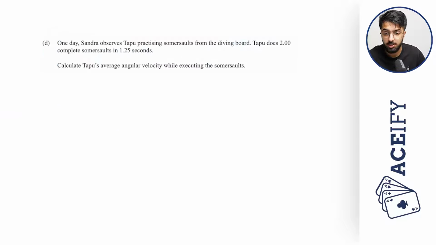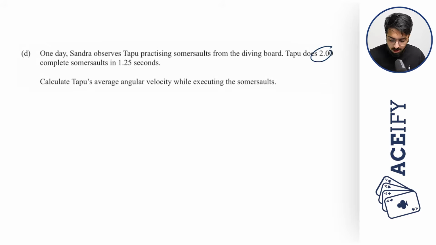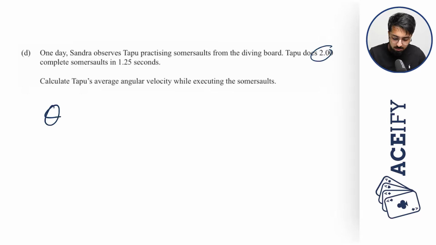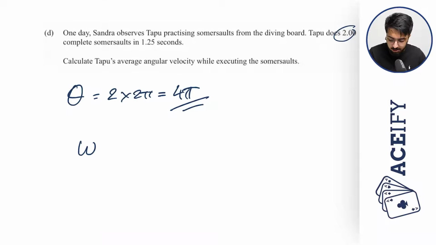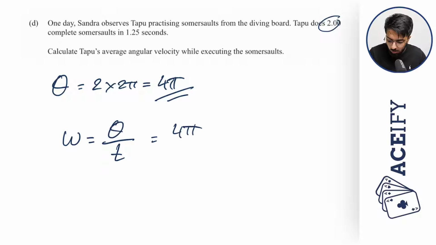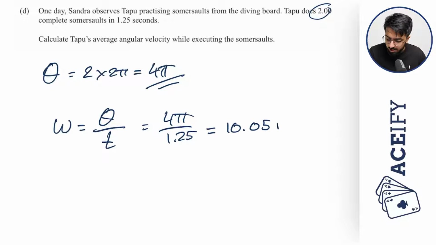One day, Sandra observed Tapu practicing somersaults from the diving board. Tapu does 2 complete somersaults in 1.25 seconds. Calculate Tapu's average angular velocity while executing the somersaults. So Tapu completes 2 complete somersaults, and therefore the angle through which she rotates is 2 times 2 pi, which is equal to 4 pi. We know that omega is equal to theta all over time, so that's 4 pi all over 1.25, which is equal to 10.05 radians per second.